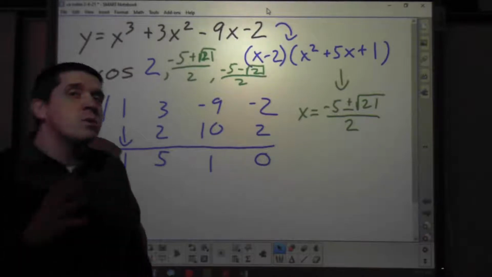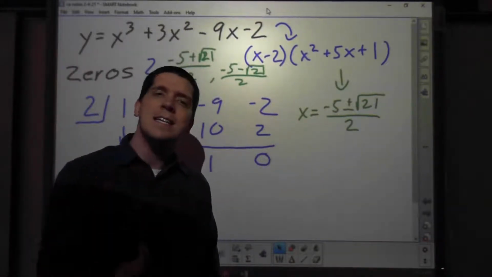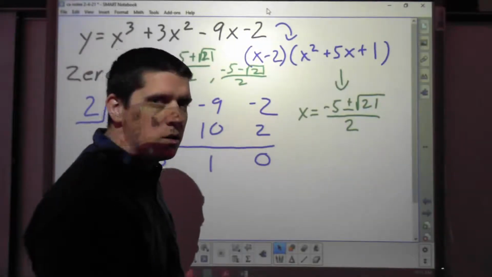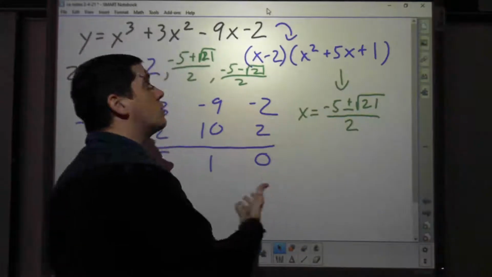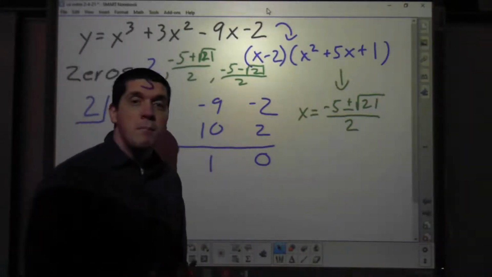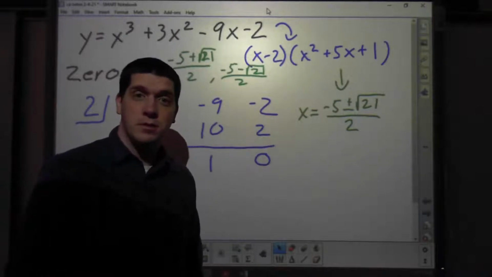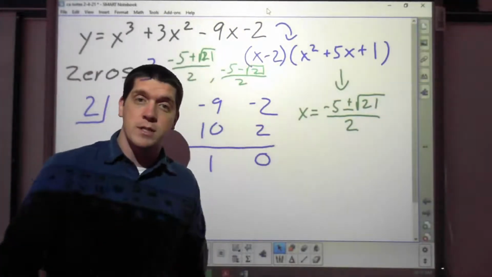Nothing ever says we have to have nice integer zeros. Life is not that nice and neat. We're not always going to have nice, pretty things. We have to understand that, yeah, life is messy. Math mirrors life.